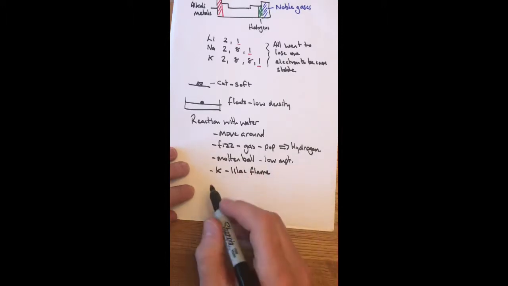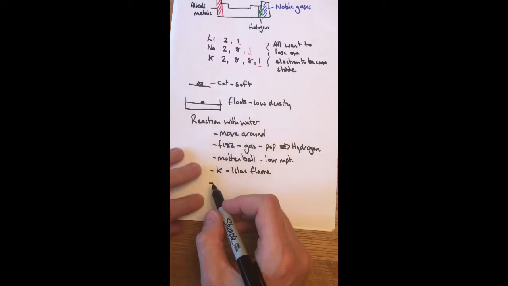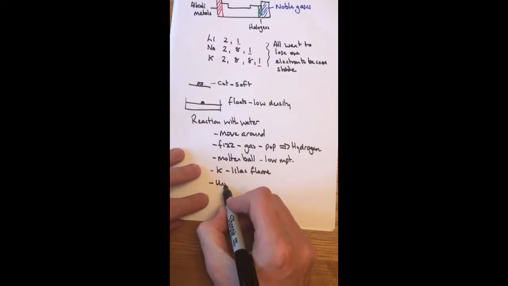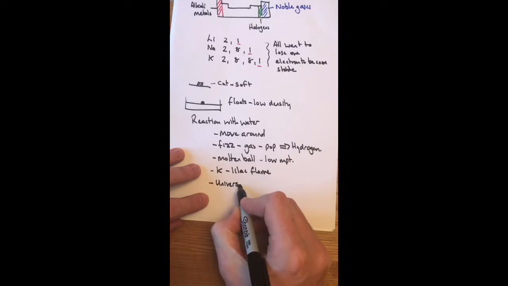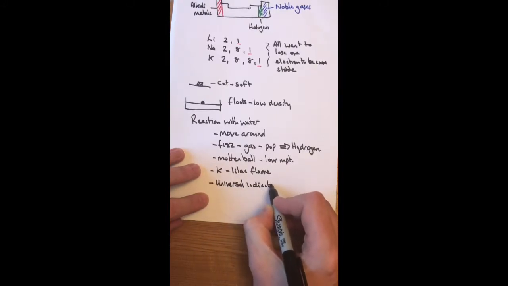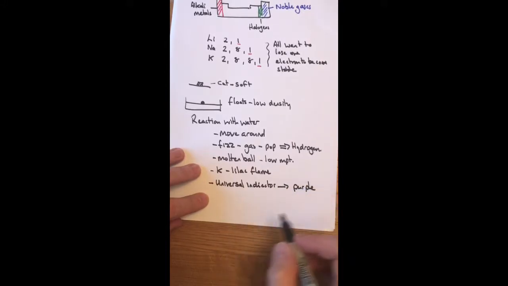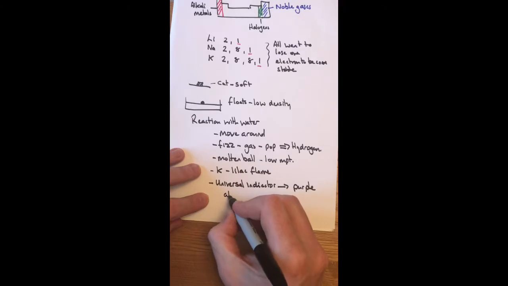Now, when we did this in class, we added universal indicator to this water, and initially water is neutral, so it turns green, but over the course of the reaction, the indicator started to turn purple. So this indicator goes purple. Remember that purple means that there is an alkali present.